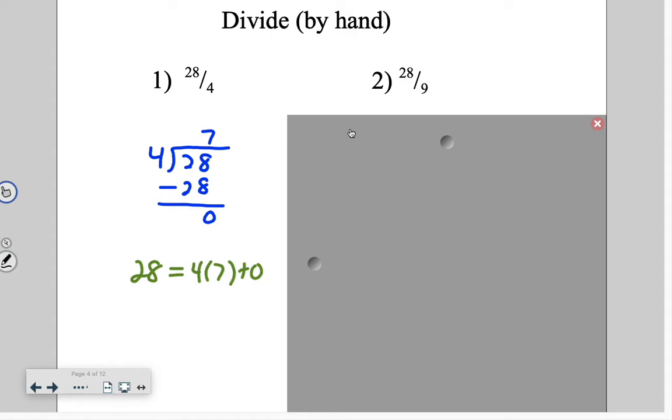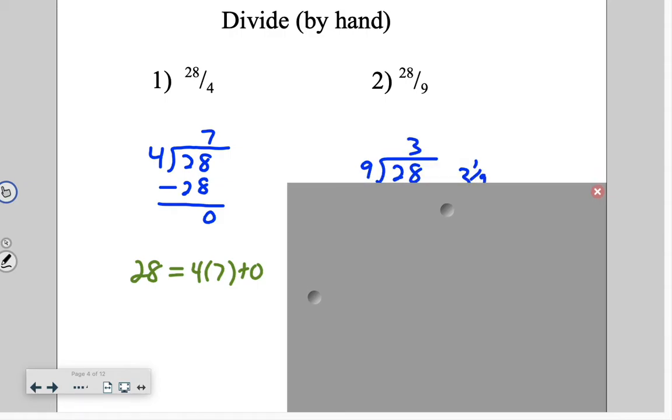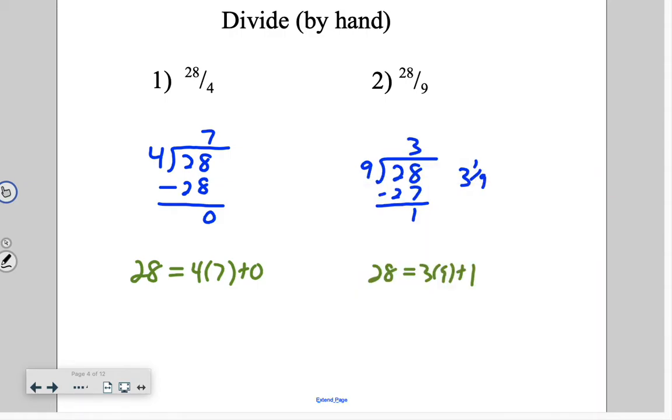So if I give you one that's not as nice, one that does not go in evenly and will have a remainder, take a look at this one, same starting point. Does 9 go into 2? Nope, that doesn't work. So then we go, does 9 go into 28? How many times? Yep, goes in 3. 3 times 9 gives me 27. I subtract. I got 1.